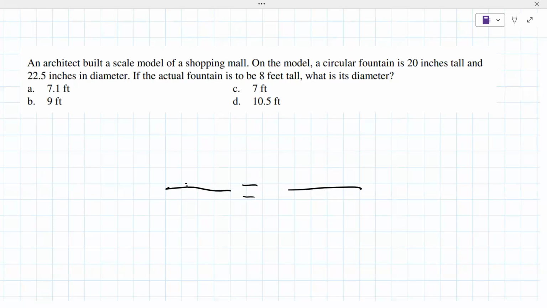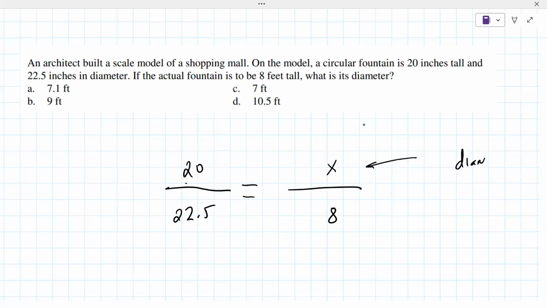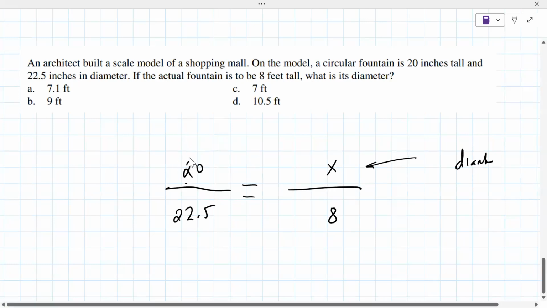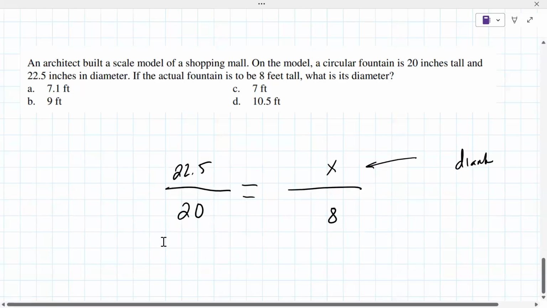20 over 22.5 on one side. Then on the other one, X over 8. Okay, so is X the height or the diameter? Diameter. Okay, so you're putting the diameter in the top. Is 20 the diameter? Maybe I should switch them. Yeah, you got to switch them. Now, do you want to recalculate your answer? It is so easy to do what you just did, and the answer will likely be there.